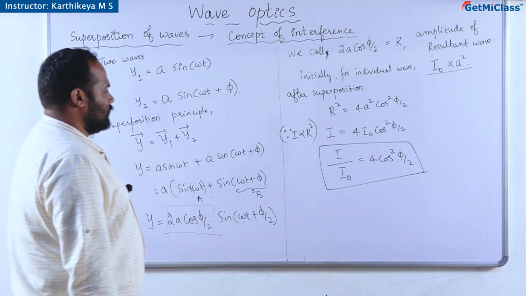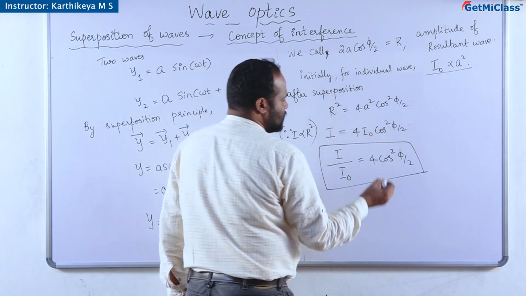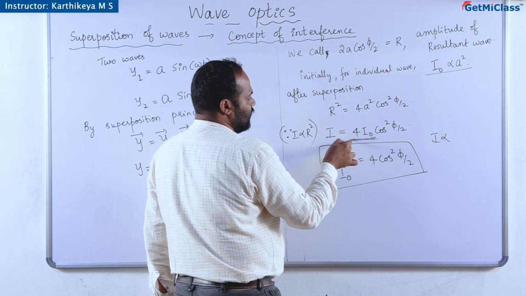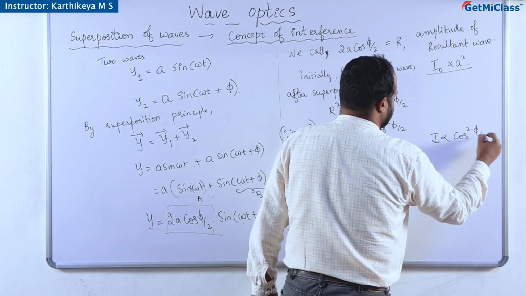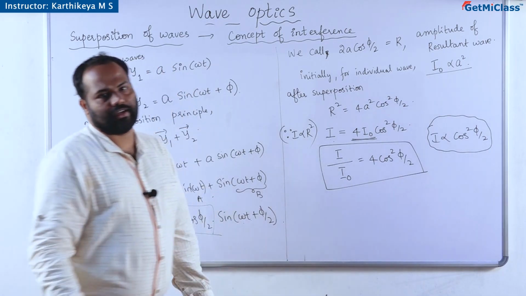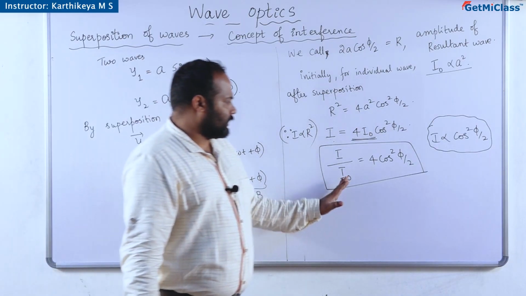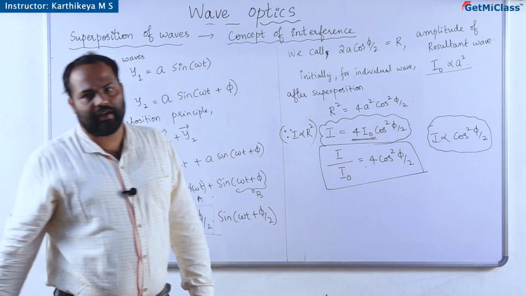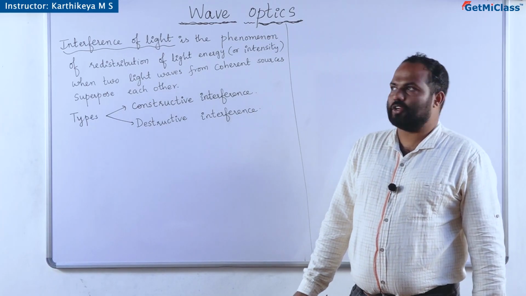Now if the individual initial intensities are constant, then the final intensity is always proportional to cos square (phi by 2), where phi determines how the light intensity is going to be distributed. So as far as solving the problems is concerned, these three are very important relations.